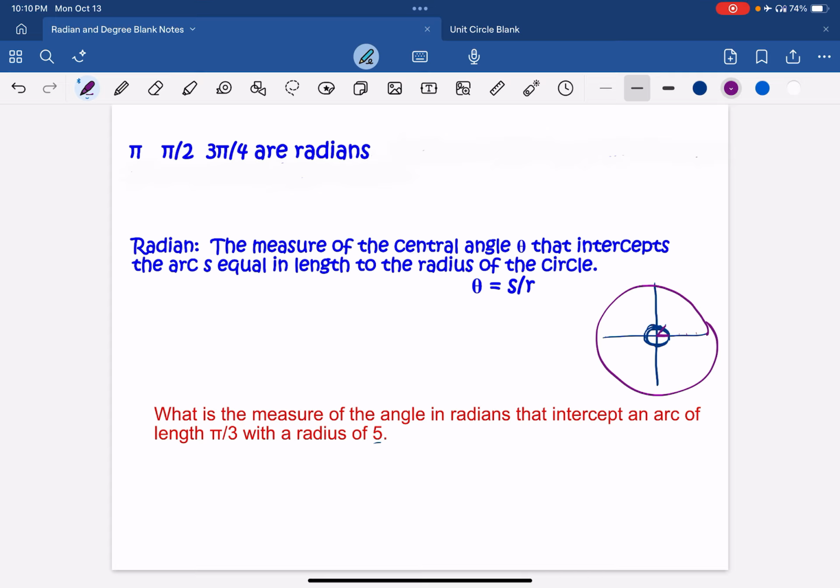What is the angle that's going to give us an arc length of pi over 3? So theta equals pi over 3 divided by the radius, which is 5. And remember, when you divide with fractions, you multiply by the reciprocal of the denominator. So we get pi over 3 times 1 over 5, which gives us pi over 15. So the measurement of that angle is pi over 15 radians.